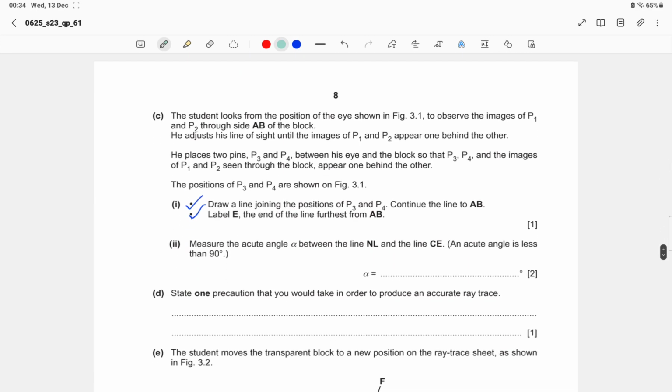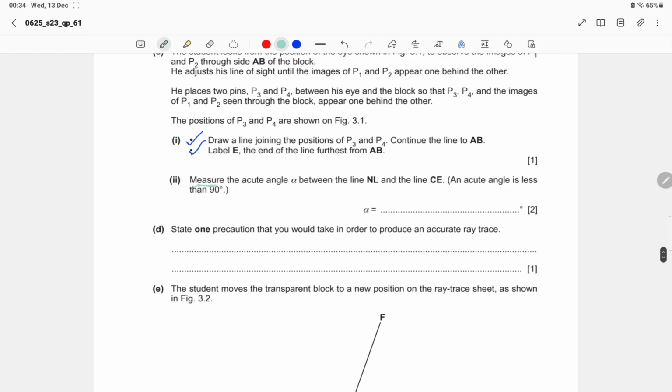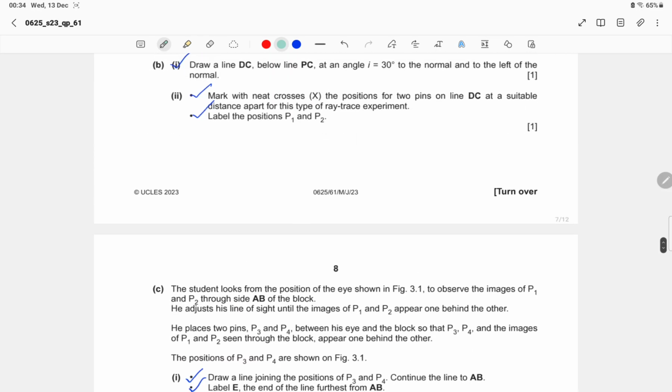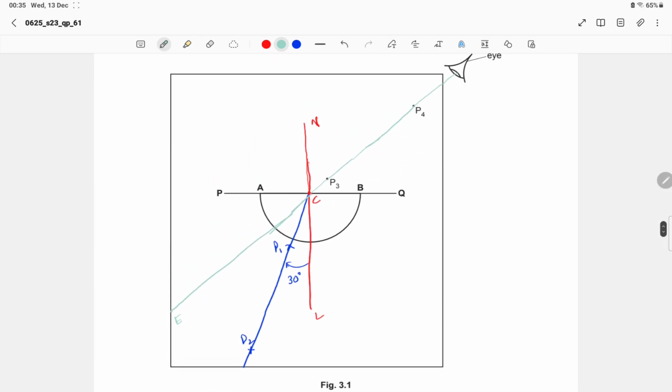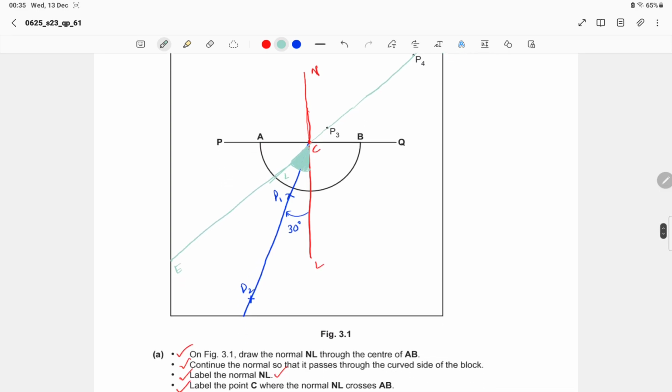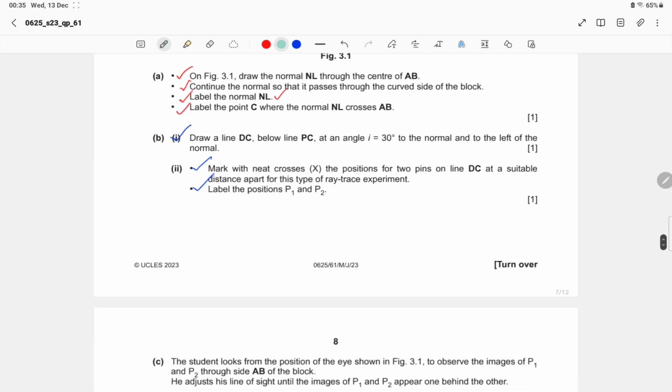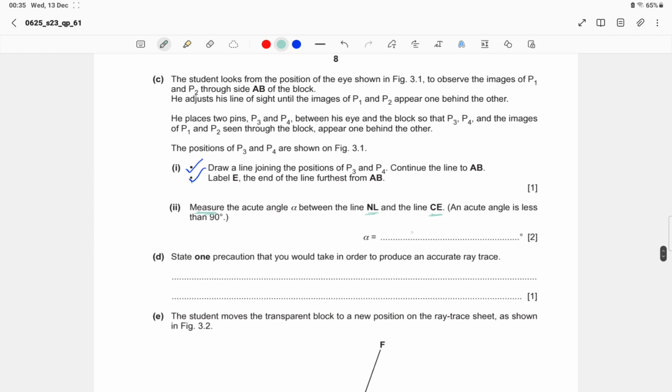What else is there? Measure the acute angle alpha between NL and CE. So this angle you have to measure. I am shading that angle which you have to measure. Again, you have to use a protractor to measure this angle. And when you do that, it's going to be 49 degrees. So we will write 49 degrees over here.